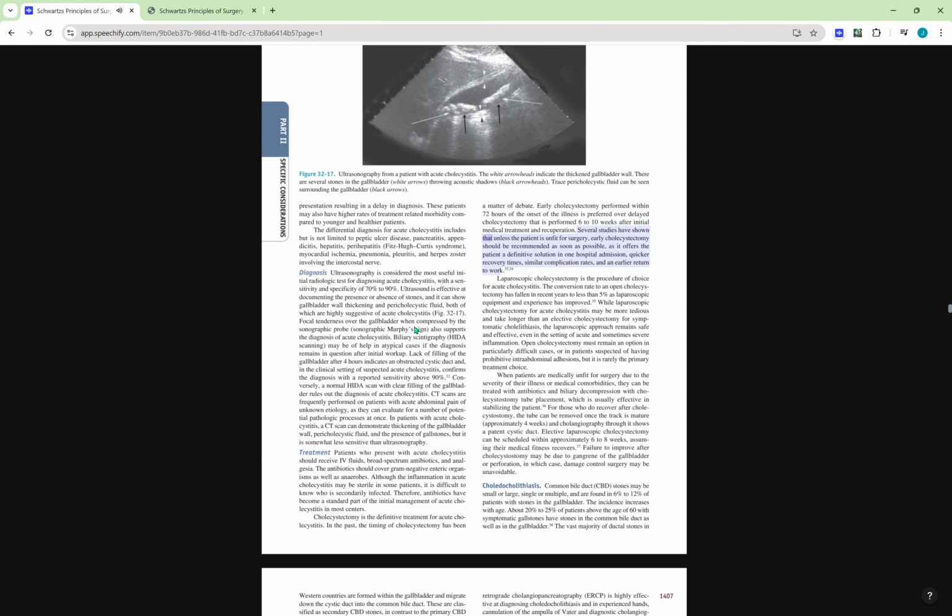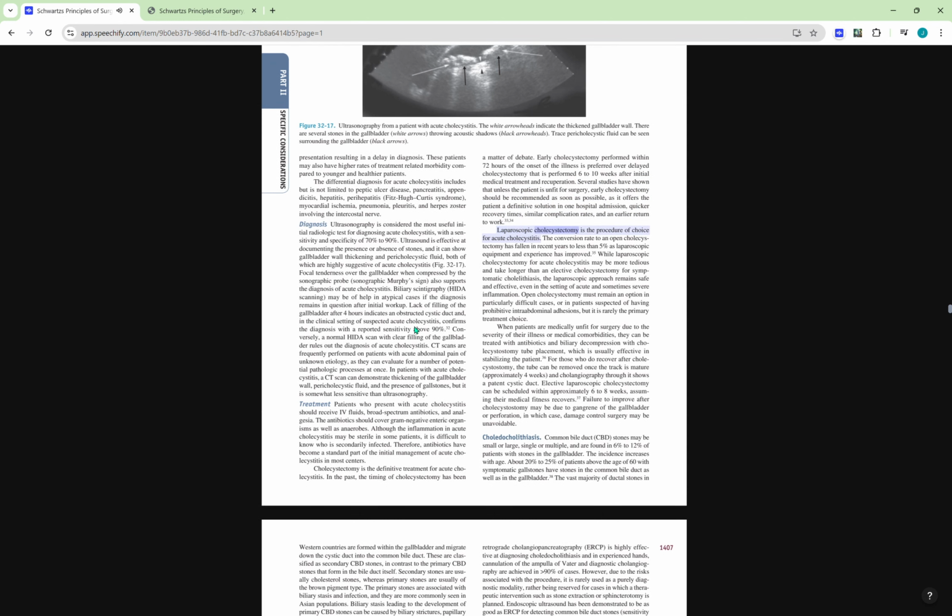Several studies have shown that unless the patient is unfit for surgery, early cholecystectomy should be recommended as soon as possible, as it offers the patient a definitive solution in one hospital admission, quicker recovery times, similar complication rates, and an earlier return to work. Laparoscopic cholecystectomy is the procedure of choice for acute cholecystitis.